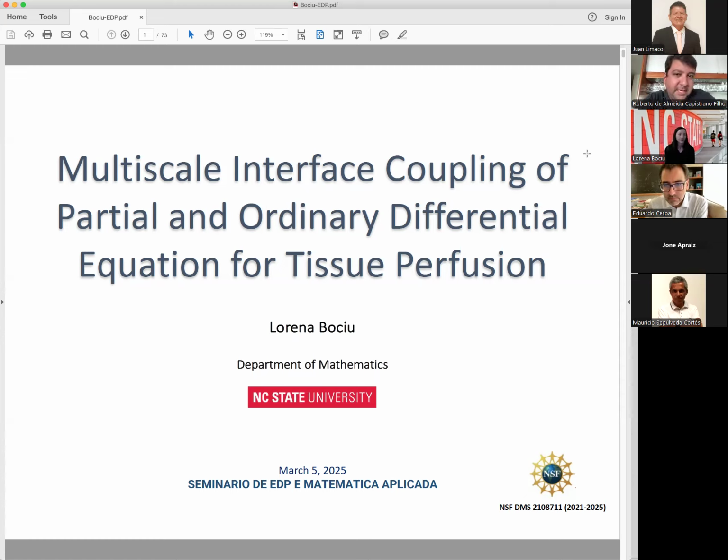She earned her PhD in 2008 from the University of Virginia under the supervision of Professor Irena Lasiecka. Her area of research is in analysis and control of PDEs, with applications in nonlinear waves equations, fluid and structure, among other situations. And today we have a very good opportunity to see her lecture about multiscale interface coupling of PDEs and ODEs for tissue perfusion. Thank you, Professor Lorena, and you can start.